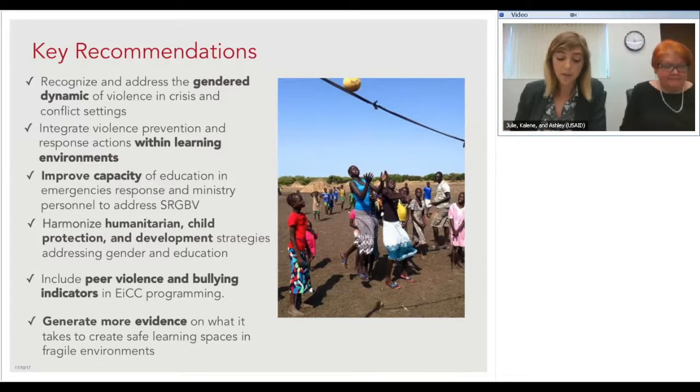It's also important to harmonize the efforts of the many different players working in crisis and conflict settings. So that's humanitarian, child protection, and development workers. And then, as I mentioned, we need to be measuring peer violence and bullying and generating more evidence on the scope of the problem as well as the impact of programming.